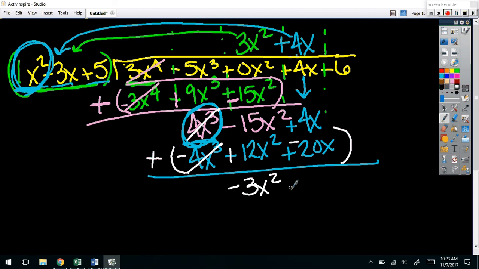4x and negative 20x. It's going to be on our test. Yes. And get every single one.